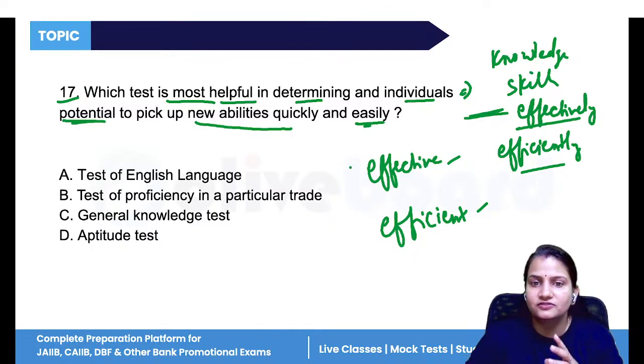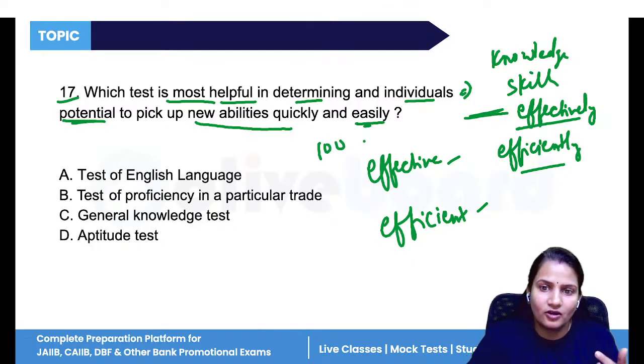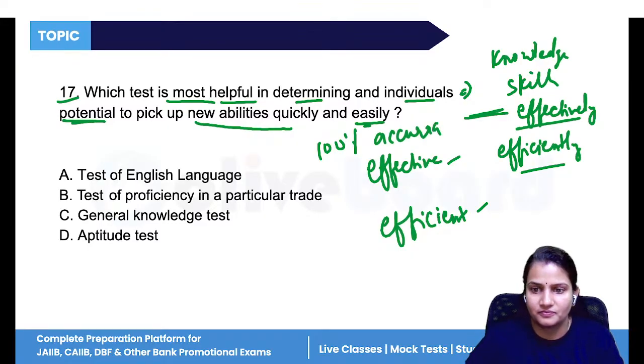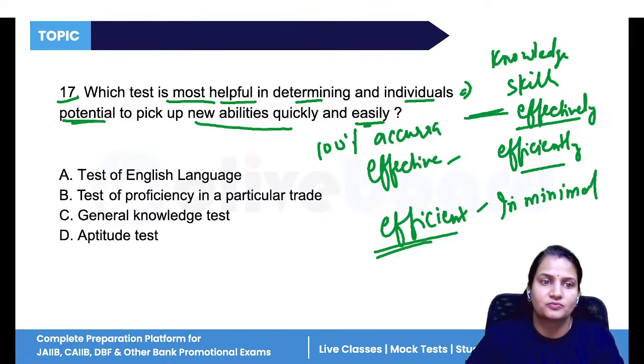See, effective means you have to perform your work with 100% accuracy. That is effective. Efficient means in minimal time you have to perform your work, means in less time you have to perform your work. That is efficient. So effectiveness plus efficiency, both are required in management.